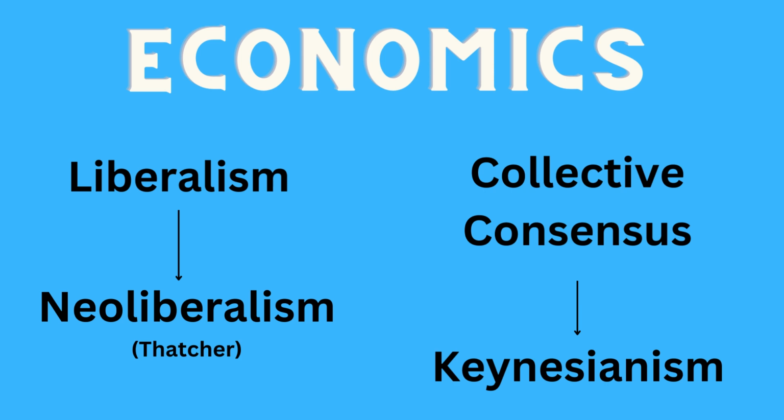So if you want to compare and contrast the two, in a liberal style economy in Great Britain, the government has a lot less involvement in the economy. Under a collective consensus or Keynes-based economy, the government is intimately involved in the operation of the economy.